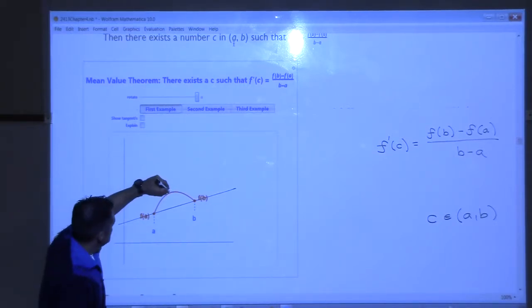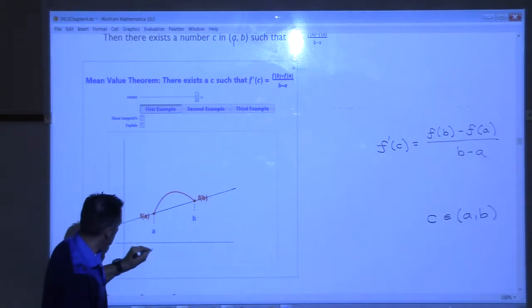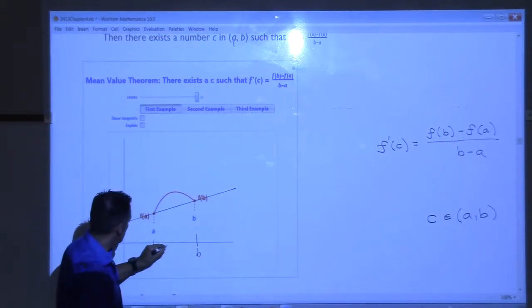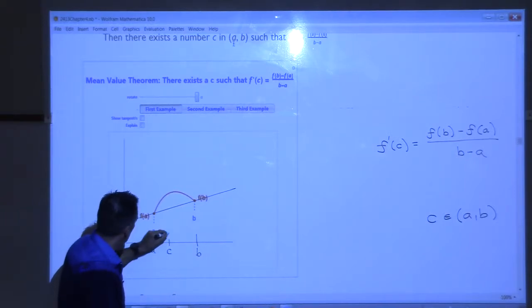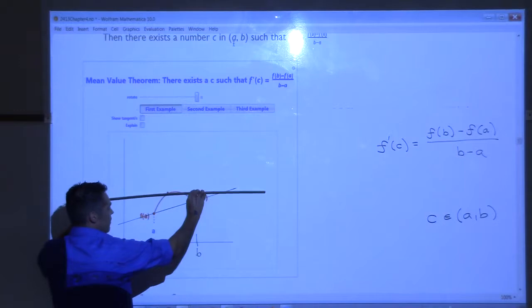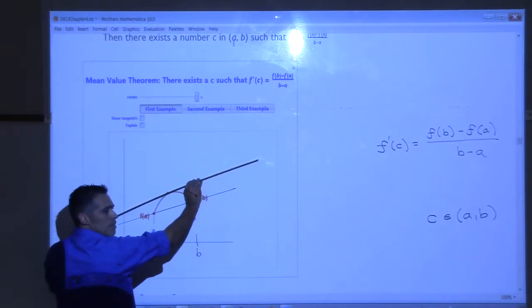And somewhere between A and B, there has to be a C where, when we go up to the function, the tangent line is not going to be 0. It's going to be what? Parallel to that line connecting those two endpoints. Do y'all see that?